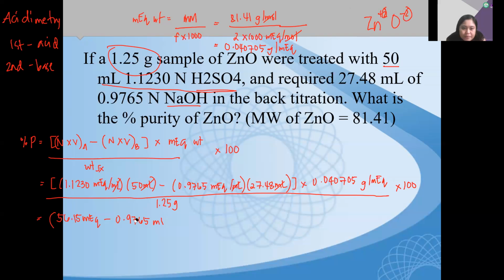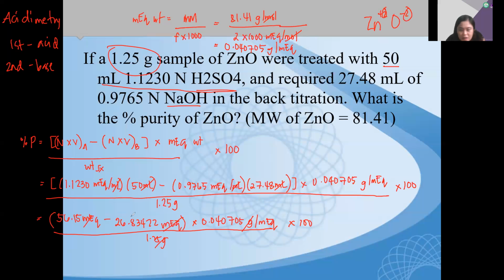I-copy ko na. Sa calcu. 26.83422 MEQ times the 0.040705 grams per MEQ divided by 1.25 grams. We can cancel the grams, times 100. Actually, we can cancel the MEQ. Dalawa yan sila, pero ima-minus mo kasi, di ba? So, magiging isa na sila later.